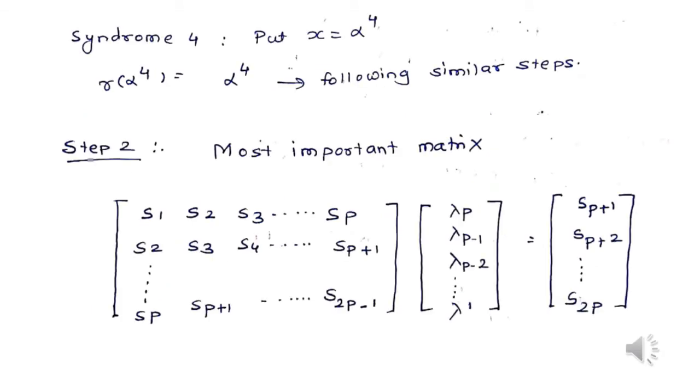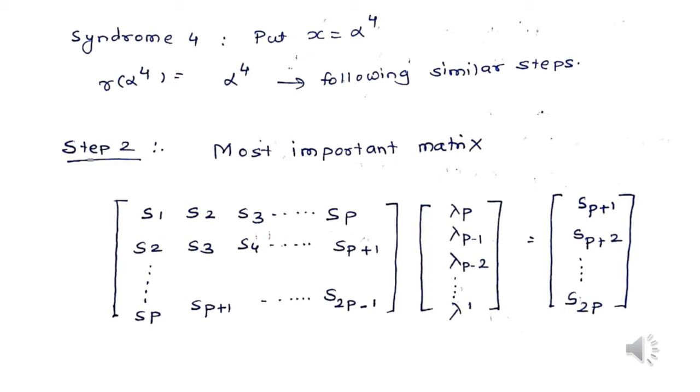For the last and fourth syndrome, we put x is equal to alpha raised to 4. So r of alpha raised to 4 will be alpha raised to 4 after simplifying, following similar steps of simplification. Now step number 2 is the step of matrix multiplication. Now we got 4 syndromes. Now this step is very important. You should remember this matrix of multiplication.